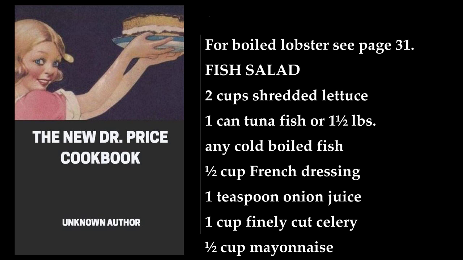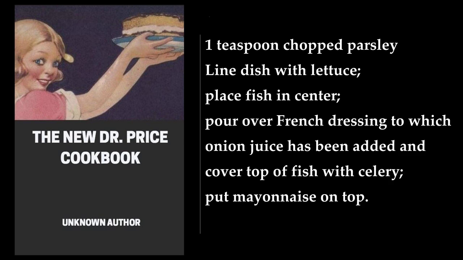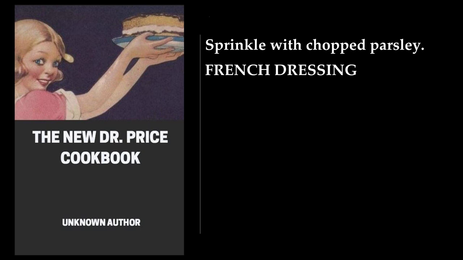Fish salad. 2 cups shredded lettuce, 1 can tuna fish or 1.5 pounds any cold boiled fish, 1/2 cup French dressing, 1 teaspoon onion juice, 1 cup finely cut celery, 1/2 cup mayonnaise, 1 teaspoon chopped parsley. Line dish with lettuce, place fish in center. Pour over French dressing to which onion juice has been added and cover top of fish with celery, put mayonnaise on top. Sprinkle with chopped parsley.